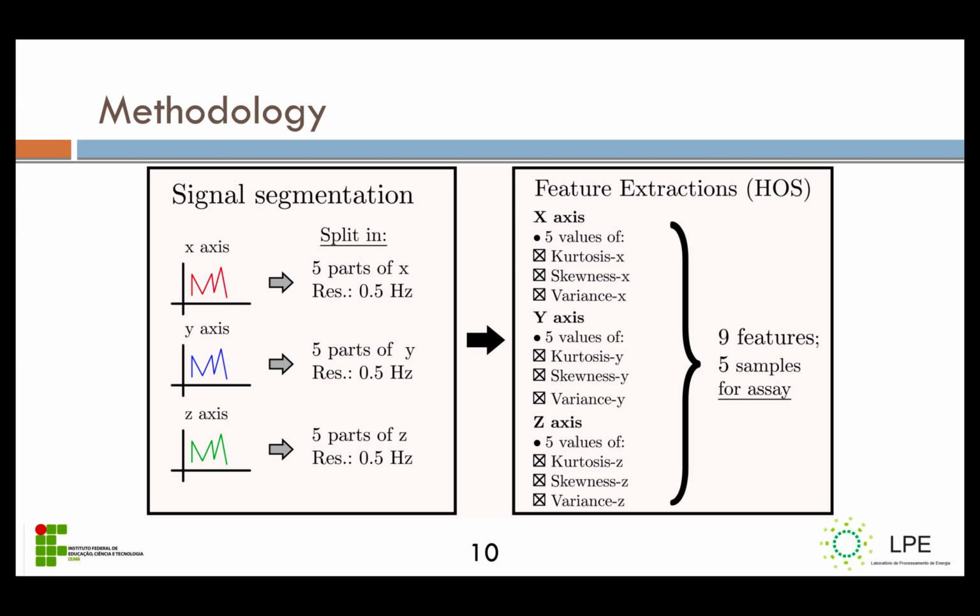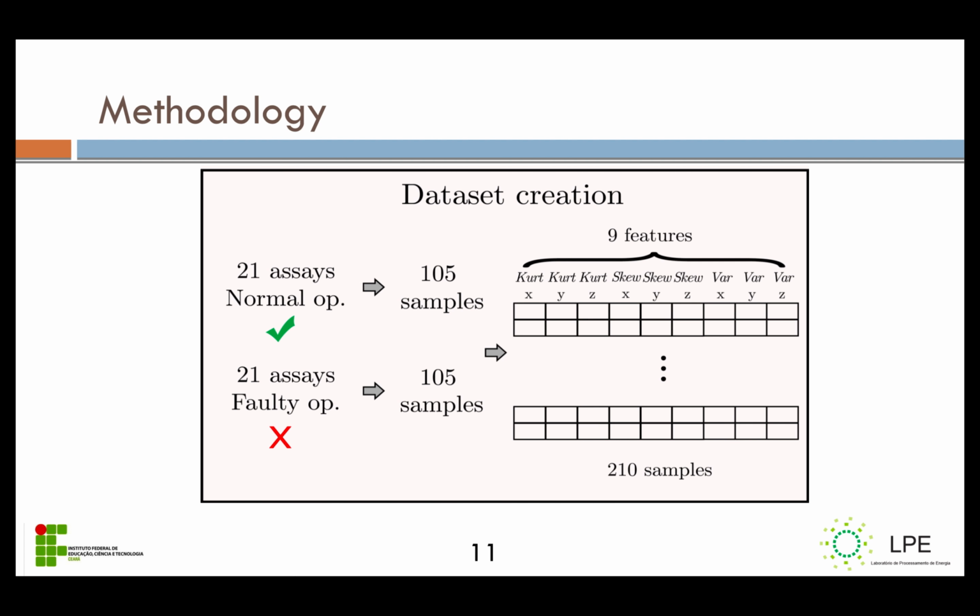Here we are going to explain the pre-processing step. The data provided by the sensor is a 3-axis vibration signal, which is then split into 5 parts, then kurtosis, skewness and variance are calculated for each axis. The result is a 9-feature sample. There are 21 assays for normal operation and 21 for faulty operation. At the end, we created a dataset with 210 samples and 9 features.